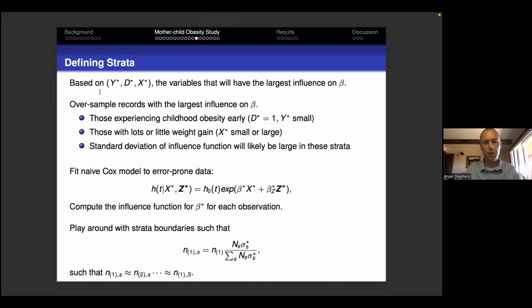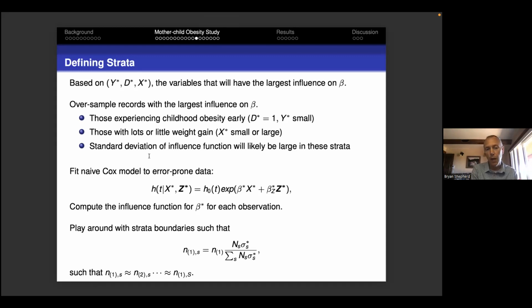Defining strata: the variables that are going to have the largest influence on our parameter of interest are the outcome variable, so the time to event and the indicator of the event, and then the exposure of interest. We define strata based on the error-prone versions of those variables. We're going to want to oversample records from strata that will have the largest influence on beta. If you think intuitively, those are children who have obesity early, so D star equals 1 and Y star small. Those will have a lot of influence.